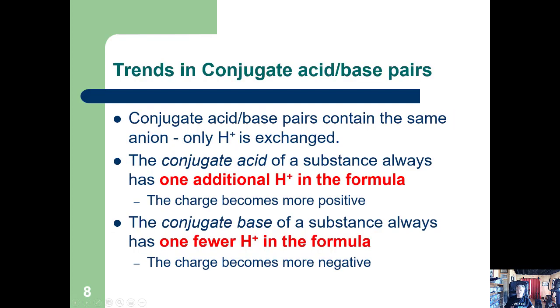So, trends in conjugate acid-base pairs. Conjugate acid-base pairs contain the same anion. Only a hydrogen ion is exchanged. The conjugate acid of a substance always has one additional proton in the formula. The charge becomes more positive. The conjugate base always has one fewer proton in the formula. The charge becomes more negative.